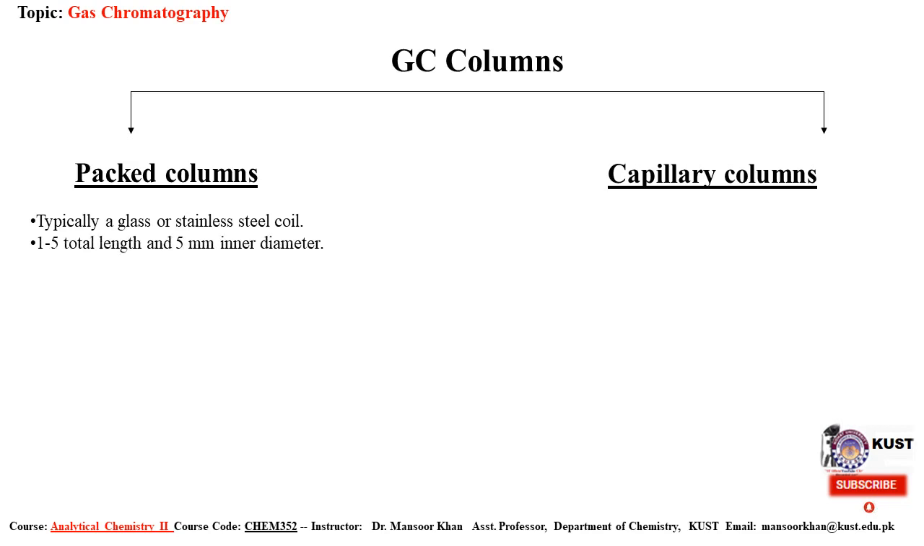The length of this packed column is from 1 to 5 meters, and 5 millimeters in diameter. So the diameter is 5 mm while the length can be from 1 to 5 meters. As I have mentioned earlier, in the packed column, the column is uniformly packed with a stationary phase, or with a packing material in which the stationary phase is coated over its surface.